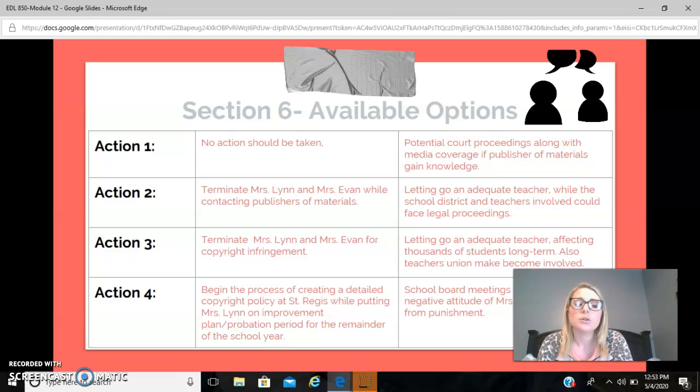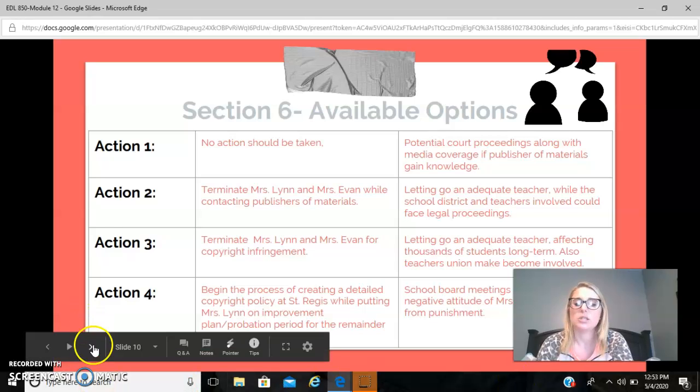Action 4 would be beginning the process of creating a detailed copyright policy at St. Regis, while putting Mrs. Lynn on an improvement plan or probationary period for the rest of the school year because of her actions. This would involve school board meetings and approvals, and Mrs. Lynn could gain a negative attitude based on this probationary period.